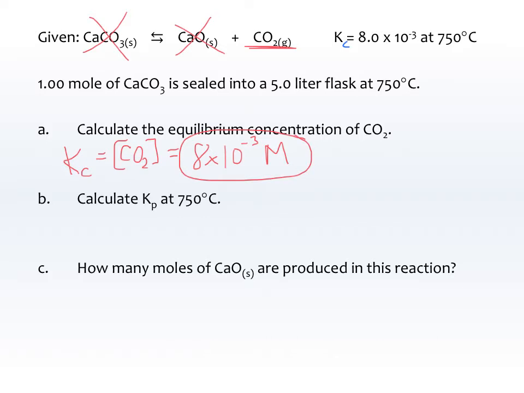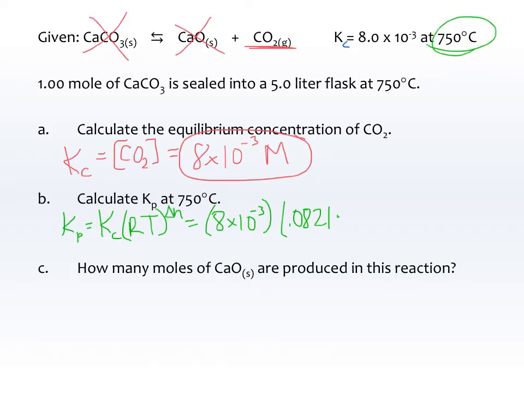So let's calculate Kp. Kp is equal to Kc times RT to the delta n. So Kc is 8 times 10 to the negative 3. And then RT is 0.0821 times 750 degrees Celsius in kelvin. Let's see. We got 1023. And then to the power of delta n.